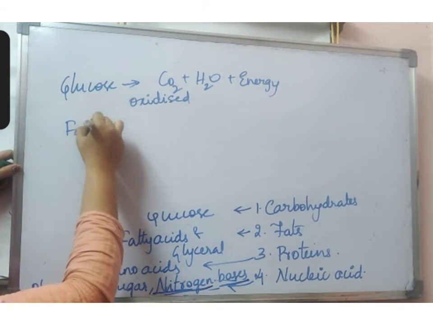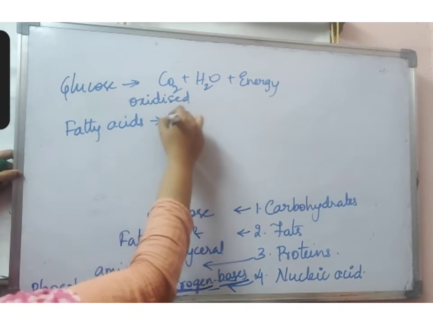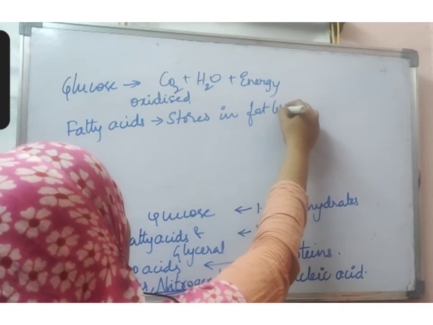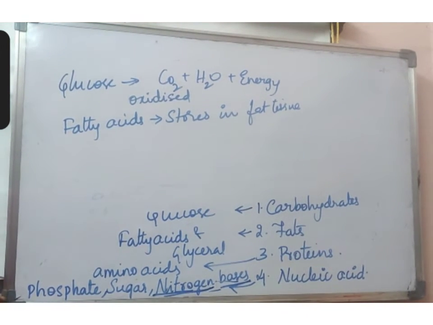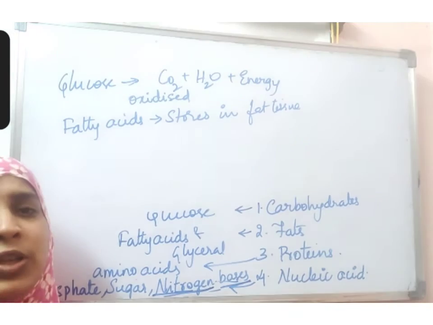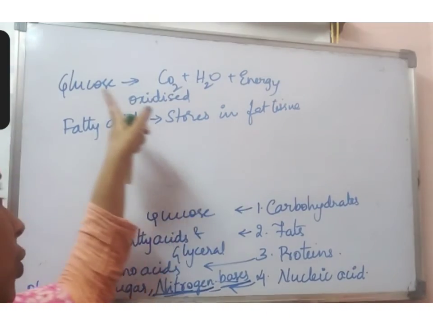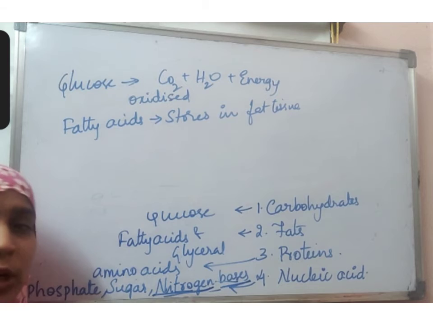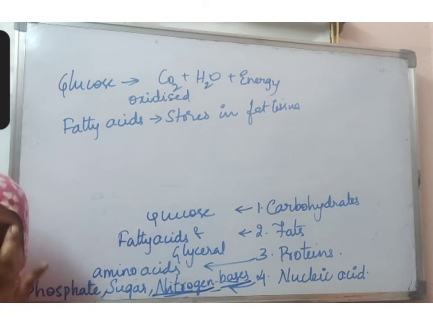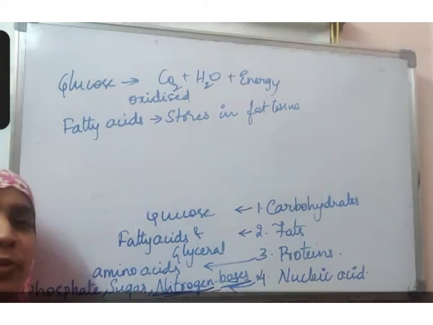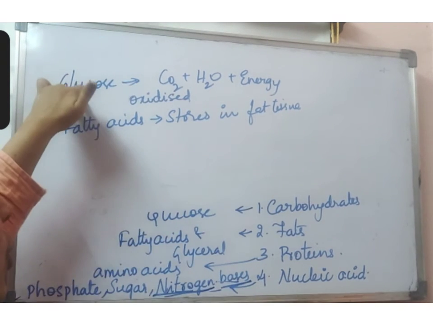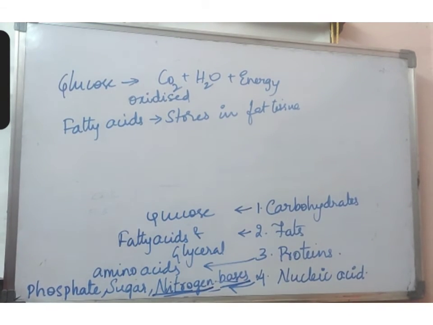What happens to fatty acids? Fatty acid will be stored in fat tissue. Why should it be stored? When you are not eating food, when you are starving, at that time it will be converted into glucose. If you don't eat for 4 hours, your body's glucose level will come down. At that time, if you are late by 1 hour or a few hours in eating the food, this fat will be converted into glucose and it helps in release of energy. That is the main reason for storage.